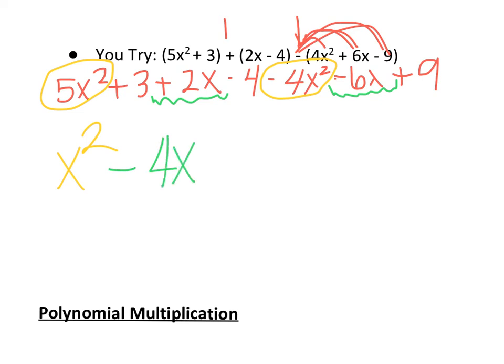And look for more like terms. All right, I notice I have a positive 3 here, a negative 4 here, and a positive 9. So 9 minus 4 would give me 5, and plus 3 would give me 8.